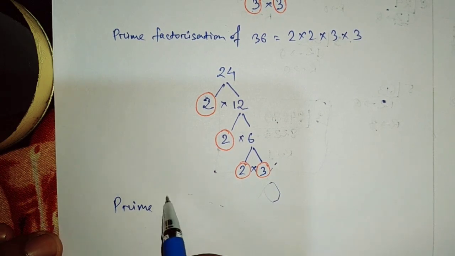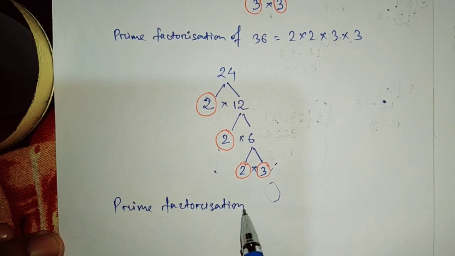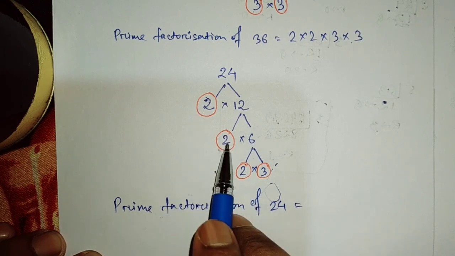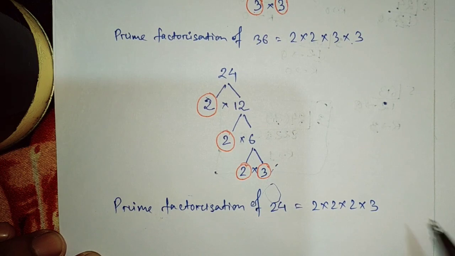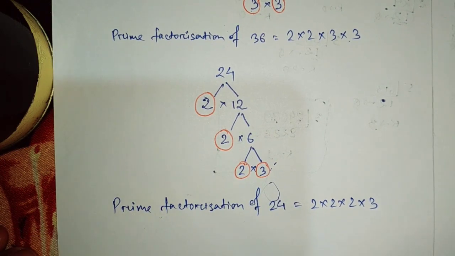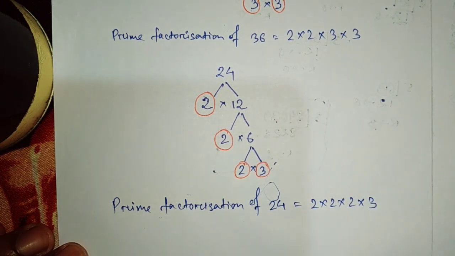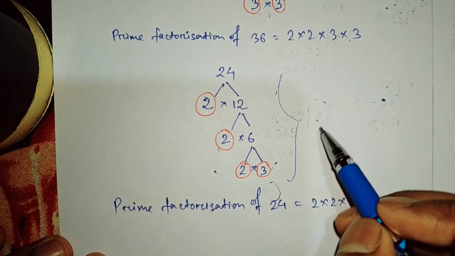Prime factorization of 24 is 2 into 2 into 2 into 3. That is our prime factorization of 24 by the factor tree method. This method is called factor tree.